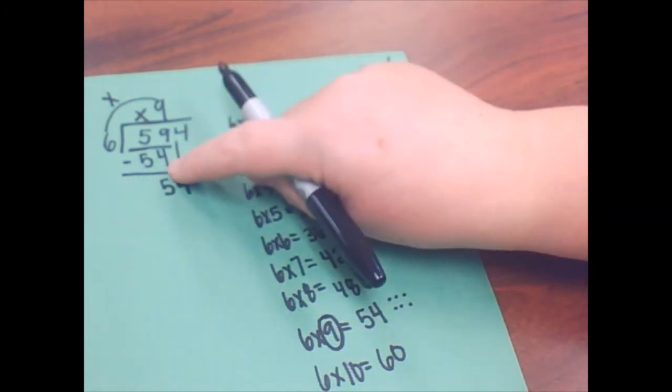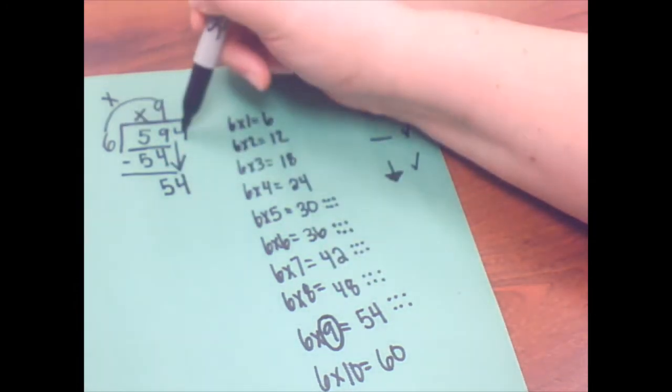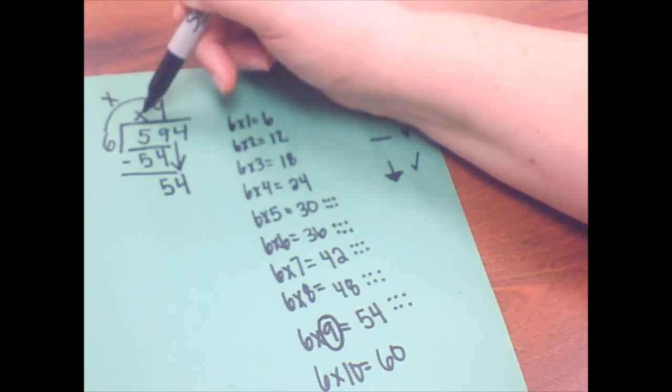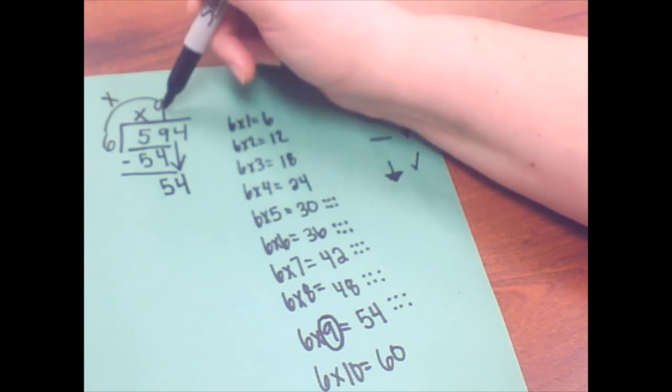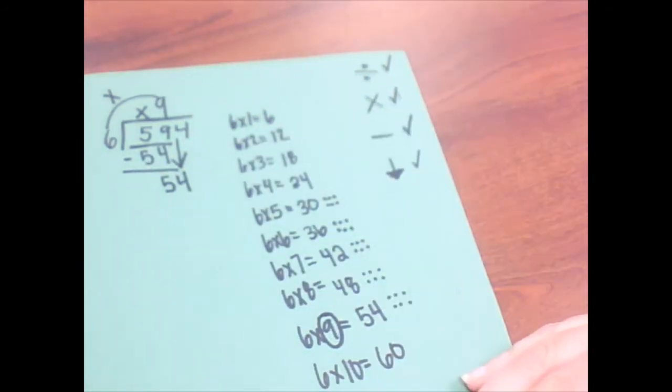Your problem is not done until every digit in the dividend, this is the dividend, has a number above it. This 5 has a 0. We put an X there, that's fine. This 9 has a 9. This 4 has nothing. So I have to start the process over.